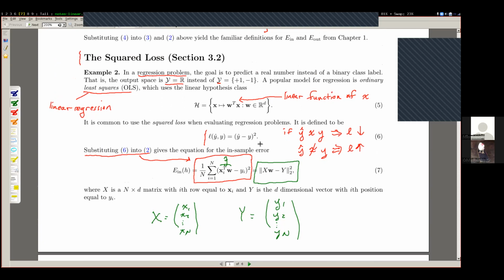Okay, we still haven't gotten to the super interesting stuff yet, but any questions just notationally at this point? What any of this means?